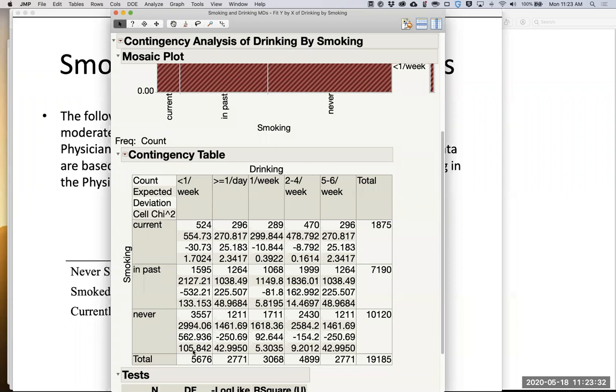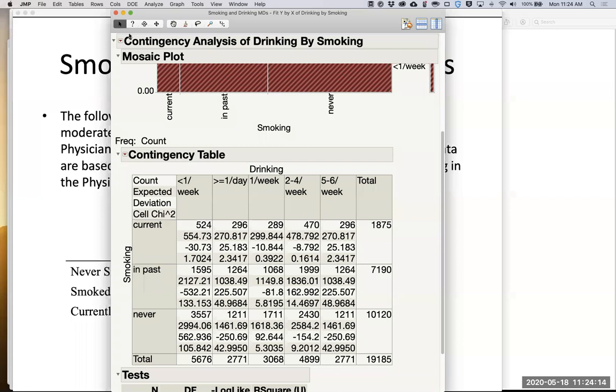What you're seeing is the following. Among doctors who've never smoked, I expected only about 3,000 to have a low alcohol consumption rate. I saw 3,500, a sizable difference. Doctors who don't smoke tend to not drink. That's really what we're seeing. Positives over here, positive over here. That's the idea behind these other terms, the chi-square contribution and then the deviations themselves.